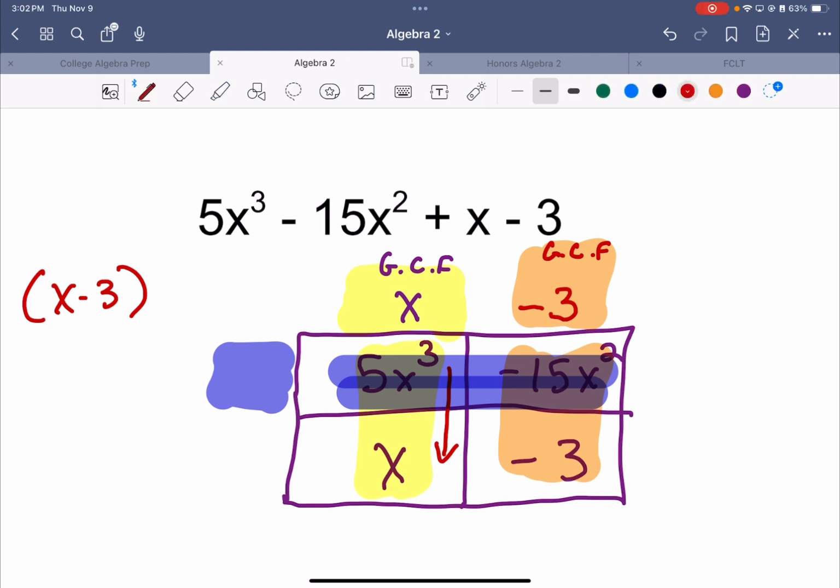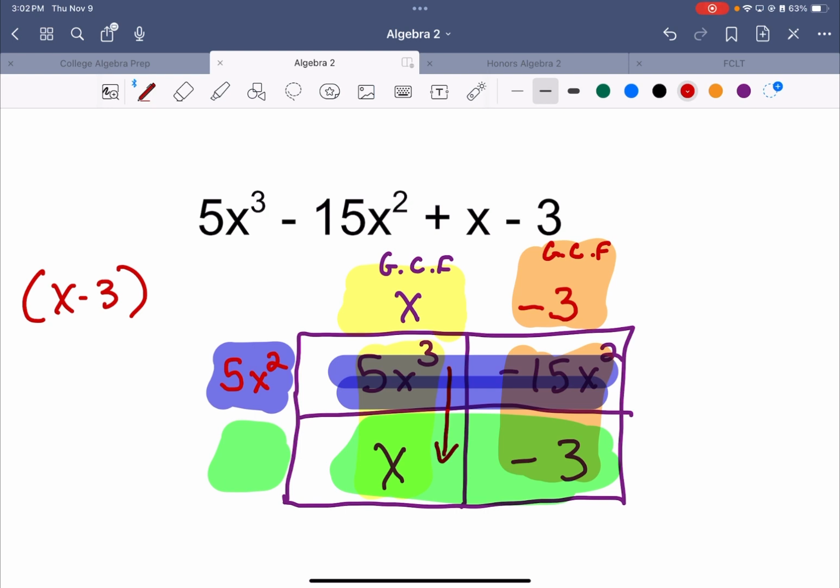So the GCF of 5x cubed and negative 15x squared. Number-wise, it's 5. How many x's do they have in common? 2. So that's going to be 5x squared. Now we're going to go down here. We're going to do the same thing. That GCF is going to go right there.